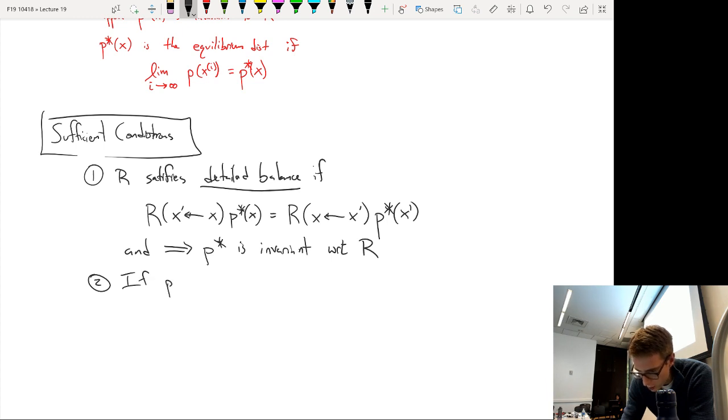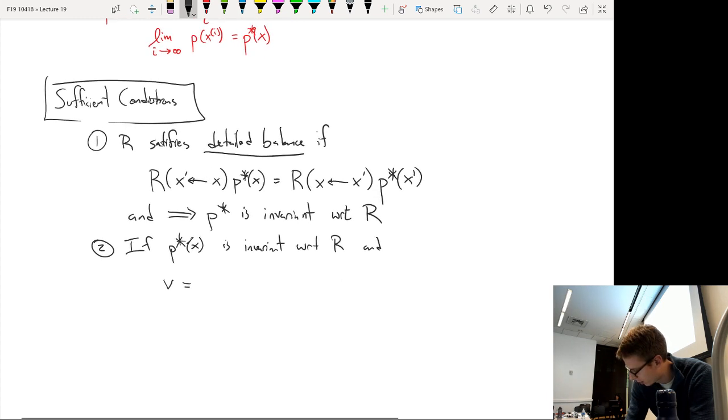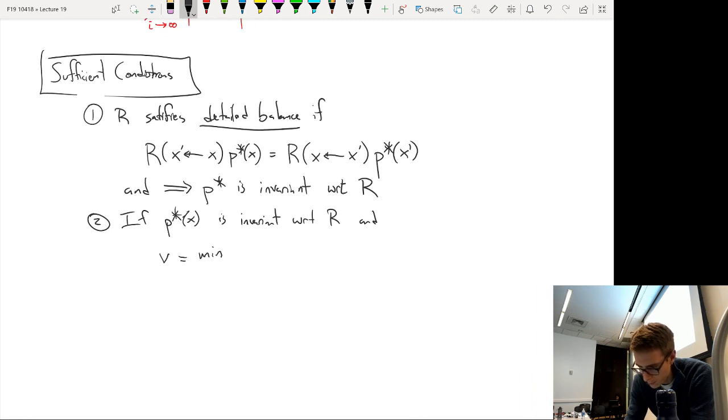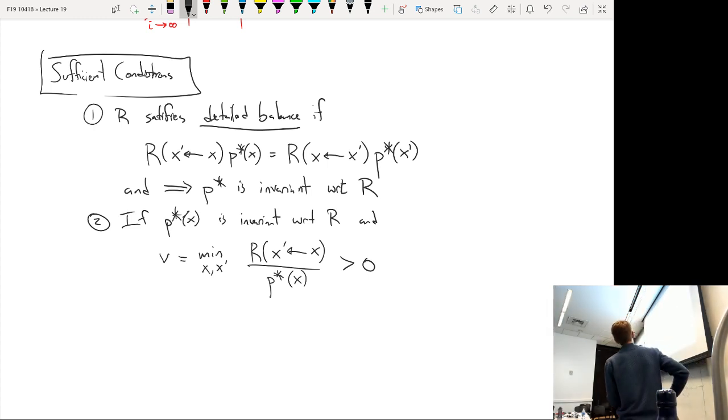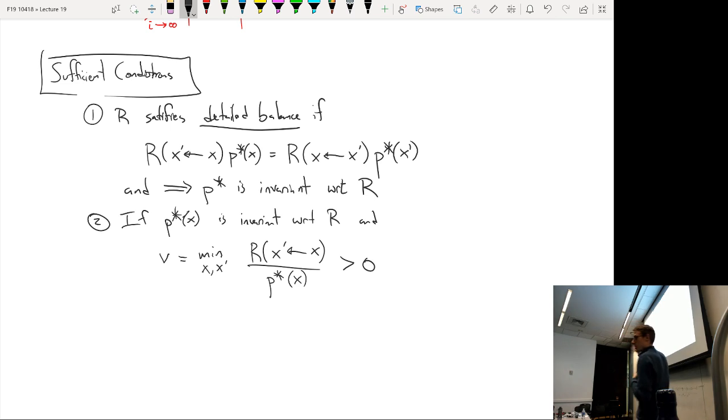Okay, so the second sufficient condition is that if P star of x is invariant with respect to R, and the following property holds, then we're going to get back an equilibrium distribution just as we wanted. So if we have that V is equal to the min over x and x prime, such that, I'll come back to the such that in just a second. So taking the min over x and x prime of the transition probability of moving to x prime from x divided by the true probability of x. So if this whole thing is greater than 0, then P star is going to be the equilibrium distribution.